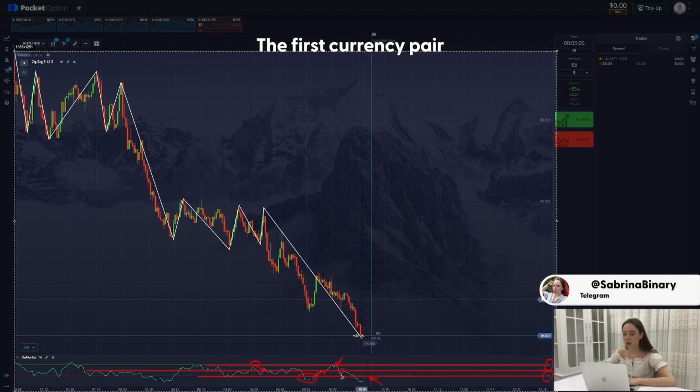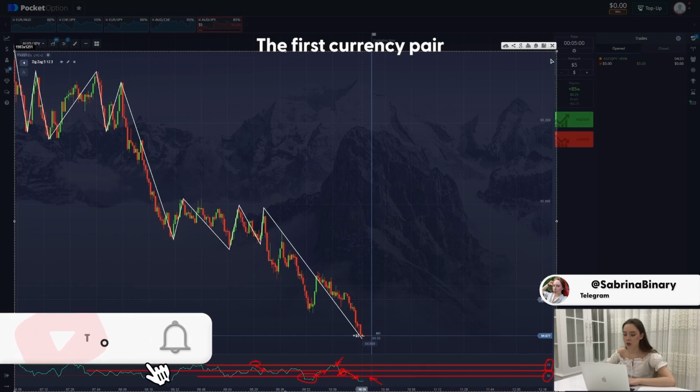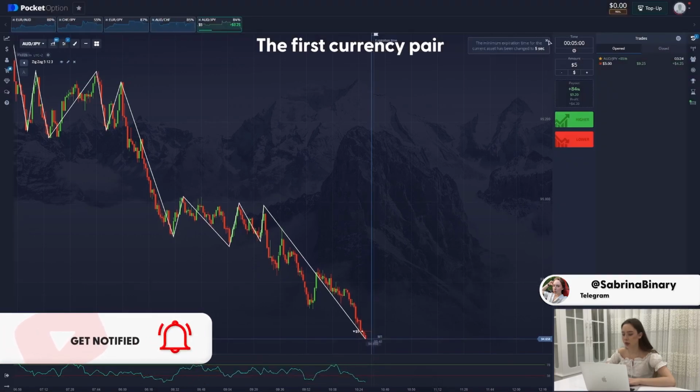There isn't much time left till the end of our trade, and let's look at how the chart is moving. And just to remind you, I opened a trade for a full 5 minutes. That is very good for us as we can keep an eye on the trade.